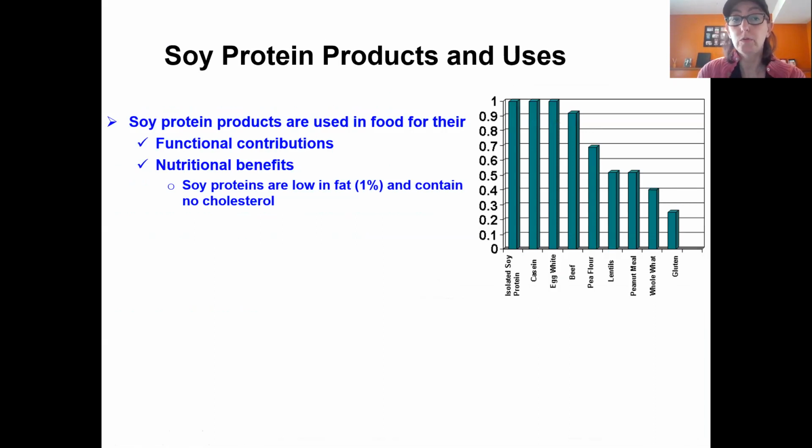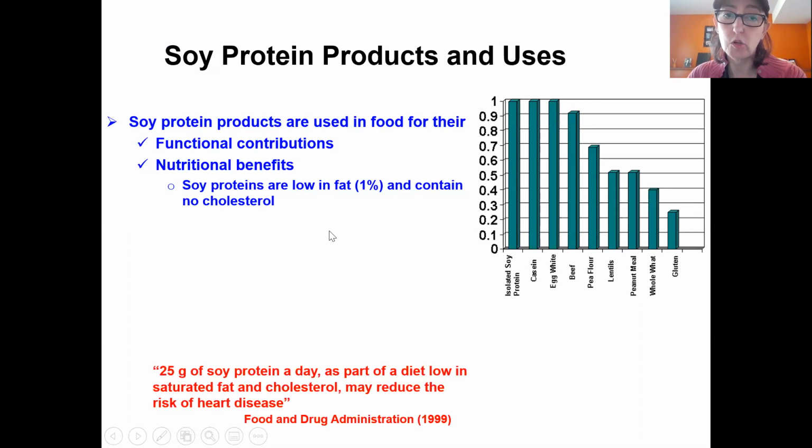So soy proteins specifically are used a lot, not just for their functional contribution, but also for nutritional benefits. And we talked about that also at the beginning of the semester, where soy has a PDCAAS of 1 comparable to animal protein, and all of the rest of plant proteins are lagging behind in terms of PDCAAS.